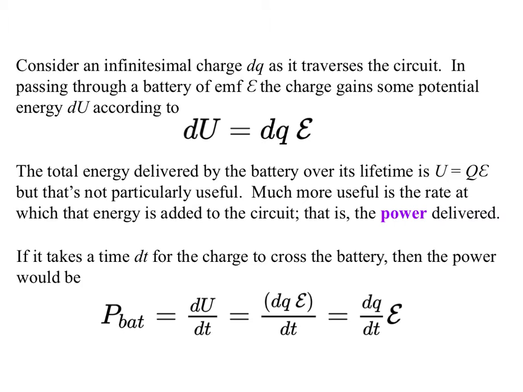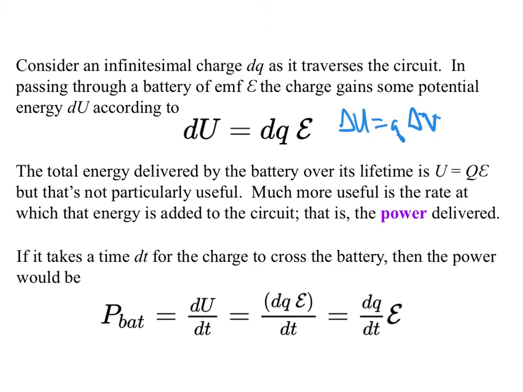Consider some infinitesimal charge dq as it traverses the circuit. In passing through a battery of EMF E, the charge gains some potential energy dU according to simply dU equals dq times E. Remember, this is coming back from our ultimate thing, which was that delta U is q delta V, because V is defined as the potential energy per unit charge.